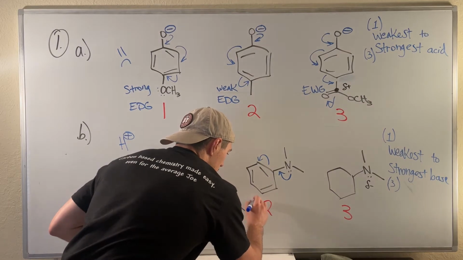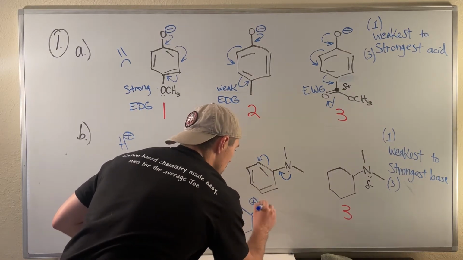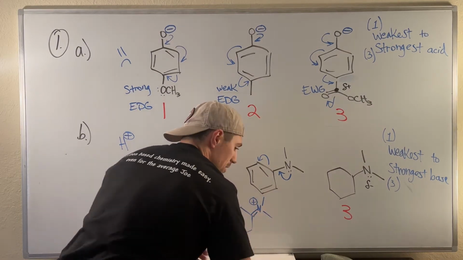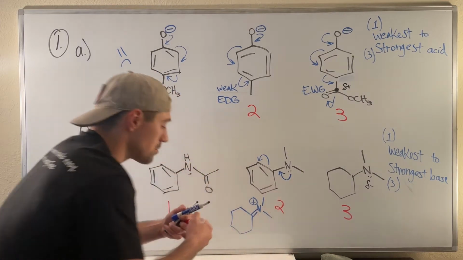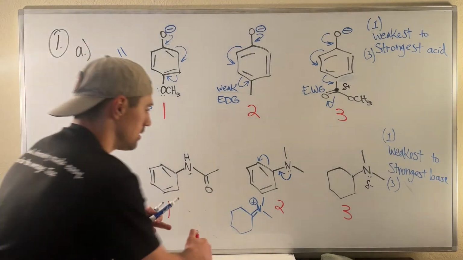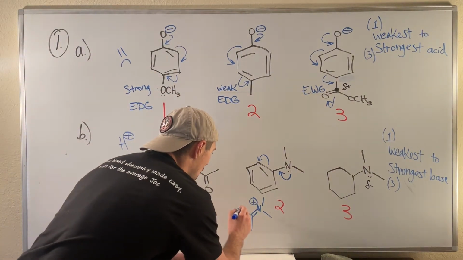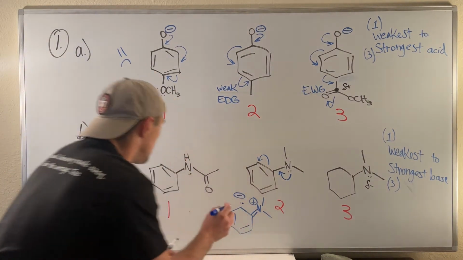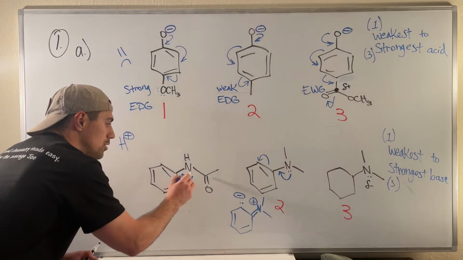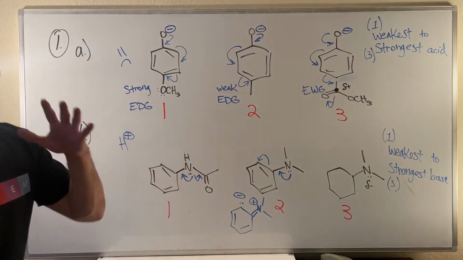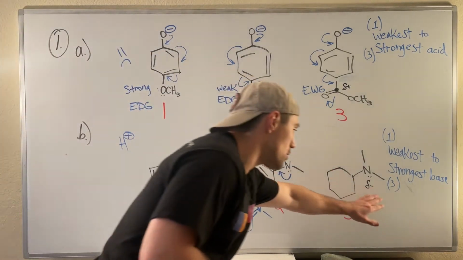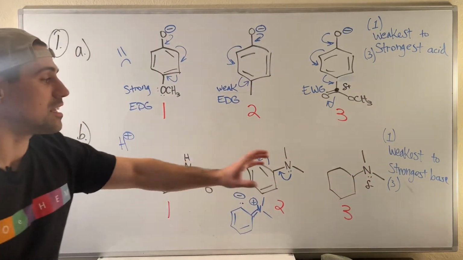In this particular situation, it'll look like this. So it has some type of partial positivity to it. At the same time, we have that effect going on over here, but we also have the ability to draw resonance this way. So in terms of how basic these structures are, this nitrogen is definitely going to be the most basic because there's no resonance.